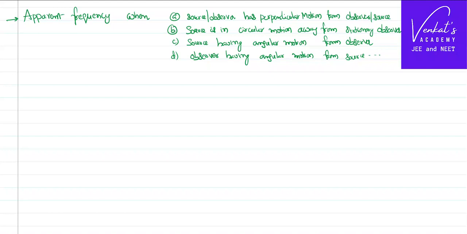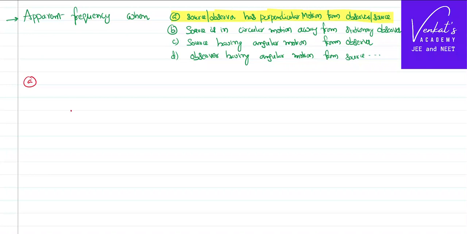Here in this video, we are trying to derive different cases of Doppler effect. Let us see what the first case is. When a source and observer have a perpendicular motion towards the other, what is the apparent change in the frequency? What is the apparent frequency? That's the equation that I want to observe, right? So let's talk about case A.